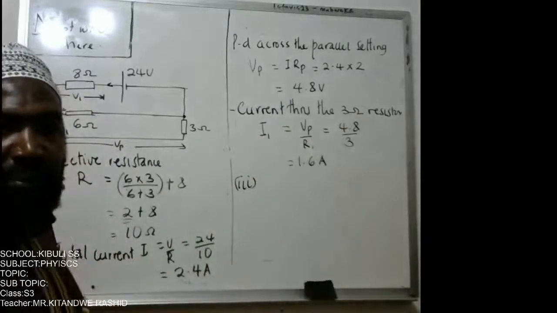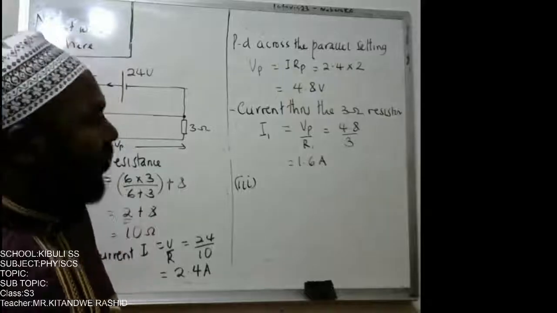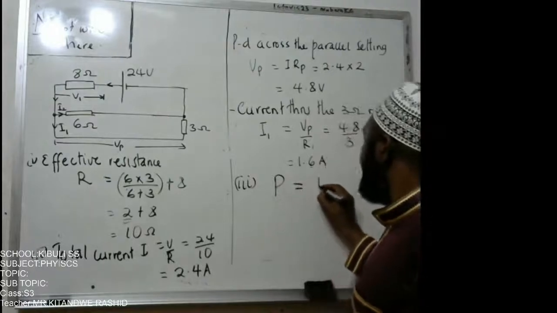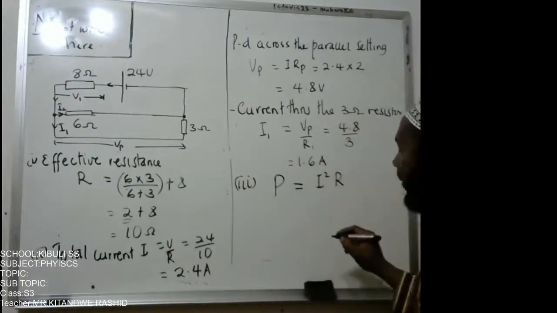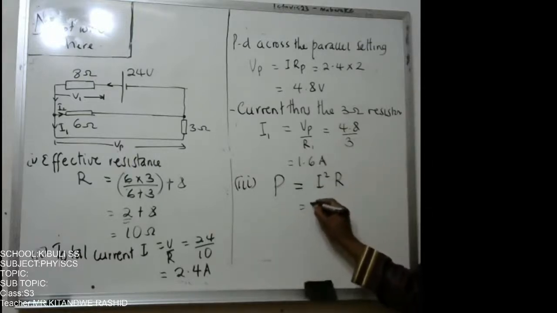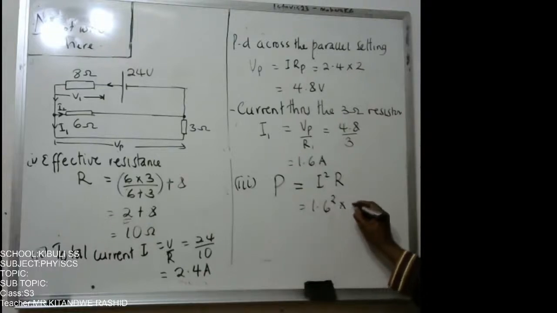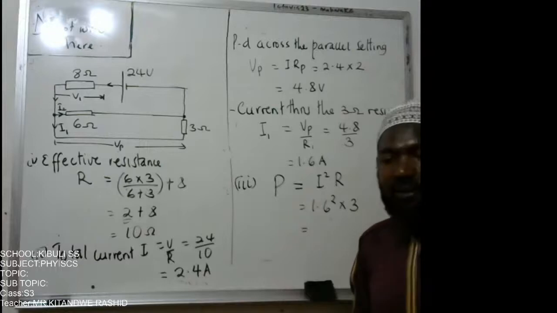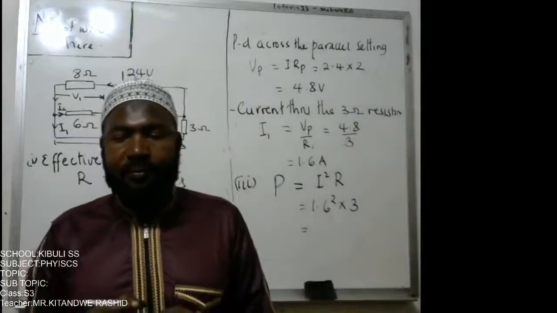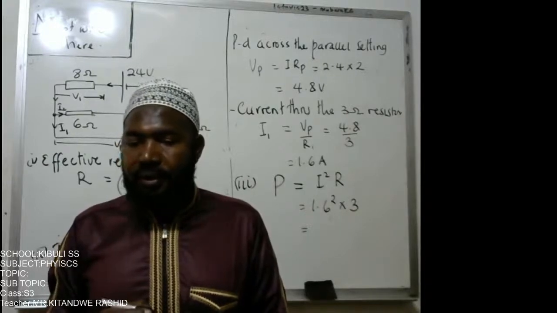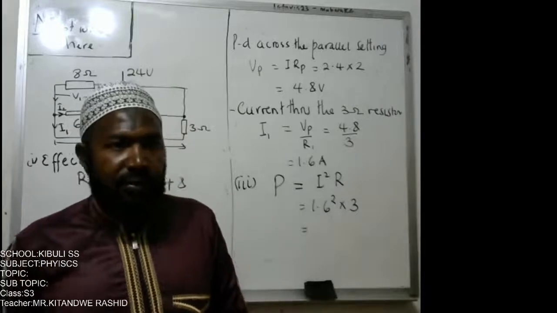Lastly, we are to find the power dissipated in the 3 ohm. Power dissipated is I squared R. The current I through R is already 1.6, and R is 3. And therefore the power dissipated is going to be 1.6 squared times 3. What answer do we get? Yes, 7.68 watts.